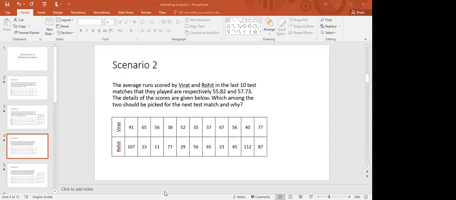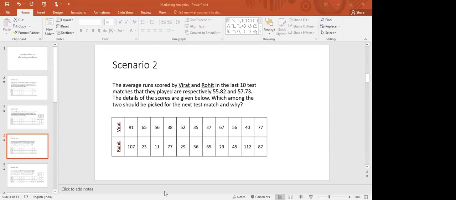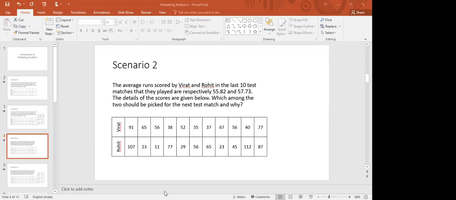So the average is probably more for Virat, and the variance is on the very low side. Apart from that, there's no repetitive pattern. So 56 is the median, and then variance is the major criterion for me, which is less for Virat.